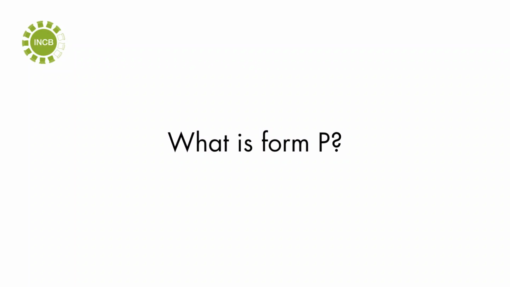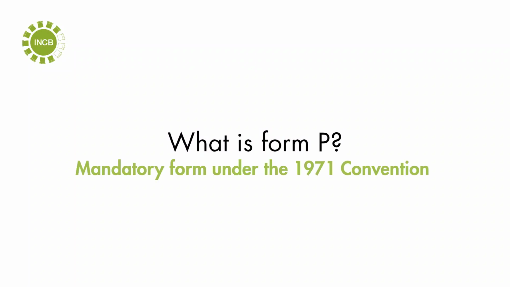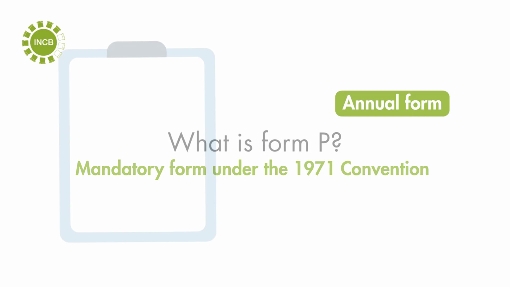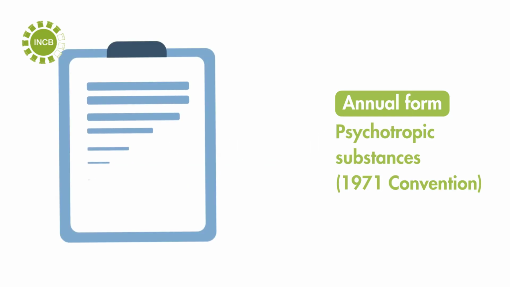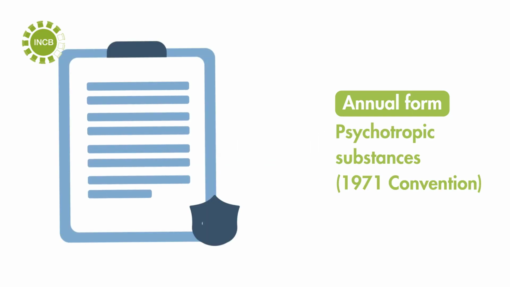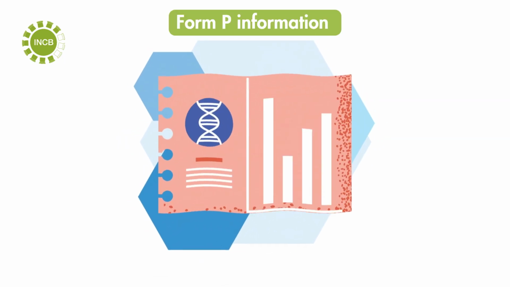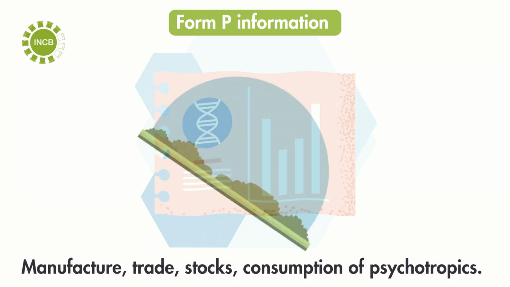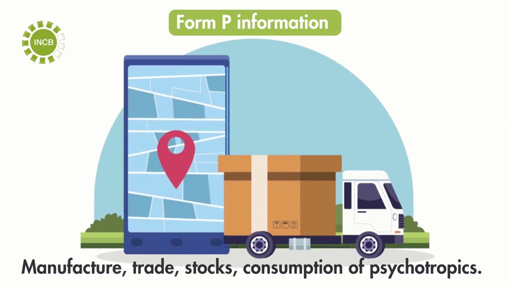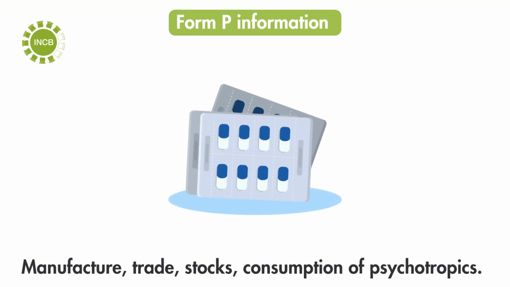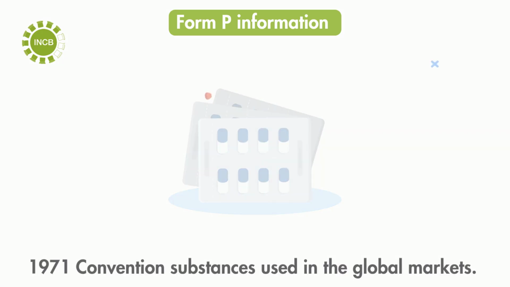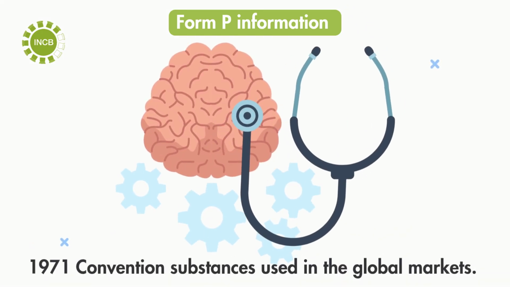What is Form P? Form P is a mandatory reporting instrument submitted annually to INCB as required by the Convention on Psychotropic Substances of 1971. It requests information on the activities involving the manufacture, trade, stocks, consumption and other data of psychotropic substances controlled under the 1971 Convention, used for medical and scientific purposes in the licit global market.